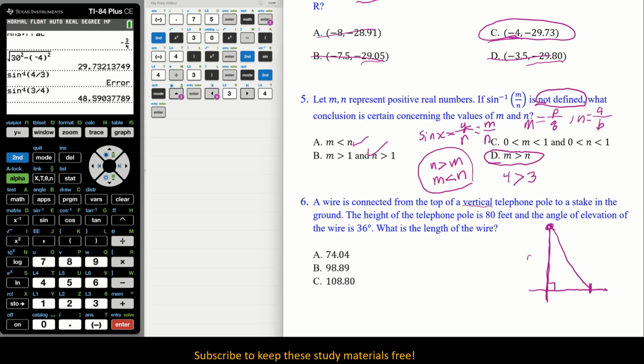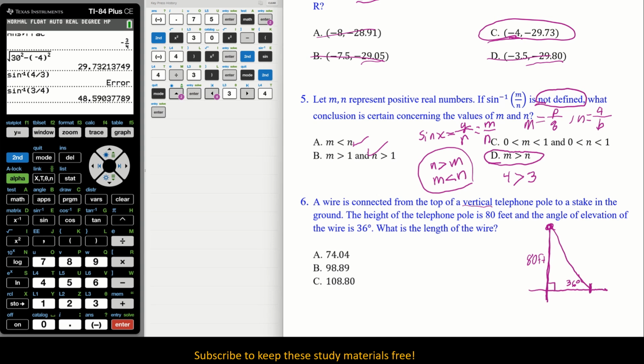Okay. So we have 80 here. This is our 80 feet. When it says an angle of elevation, that means the angle should go up. And they're talking about the wire going up. This implies that that's where the 36 degrees goes. Now that wording is common, standard. So you do need to remember that. It's just that 90-degree business.